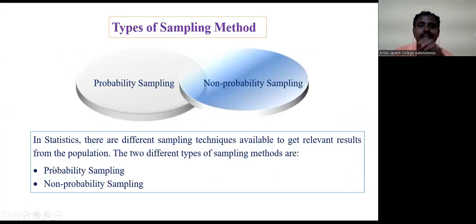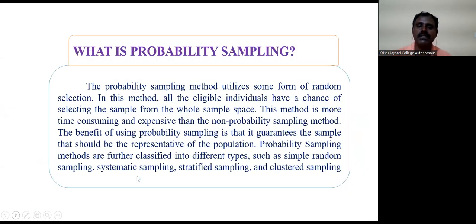There are different types of sampling techniques. Sampling methods is an important topic you can go through. There are two methods: probability sampling and non-probability sampling. So what is the meaning of probability sampling? Probability sampling is some form of random selection. That means all the eligible individuals have a chance of being selected in the sample from the whole sample space. This method is more time consuming and expensive than the non-probability sampling method. The benefit of probability sampling is that it guarantees the sample is representative of the population.